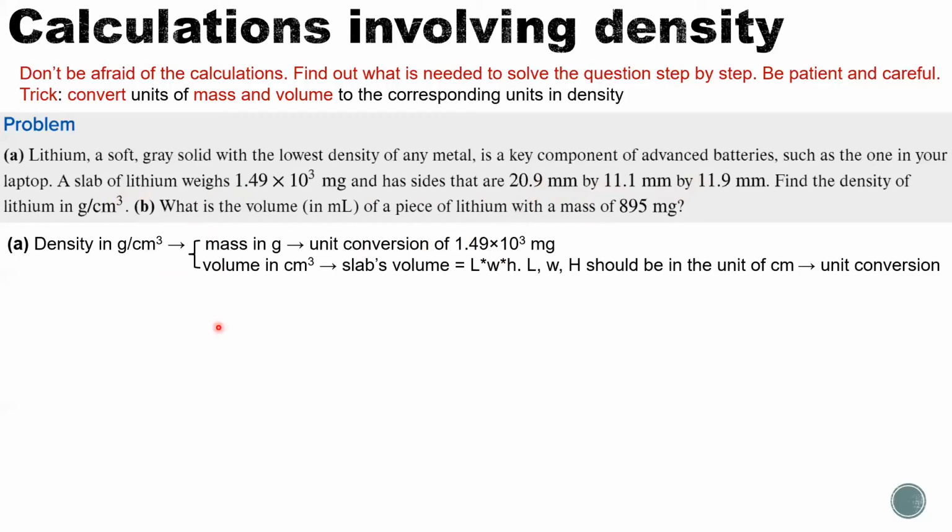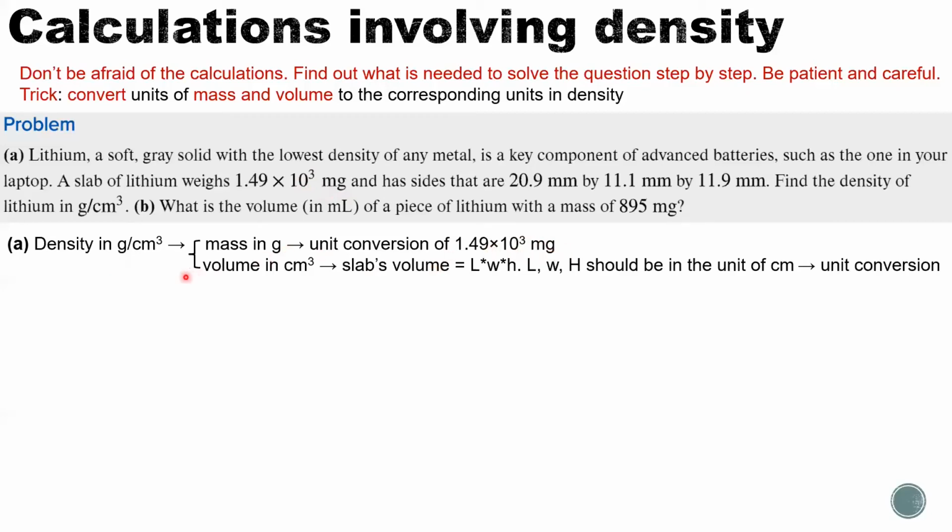But always, always, always, you need to be careful about the unit. The density wants to have a unit of grams per cubic centimeter. The mass offered in the question has a unit of milligram. It's not in gram. So we need to do the unit conversion for that.